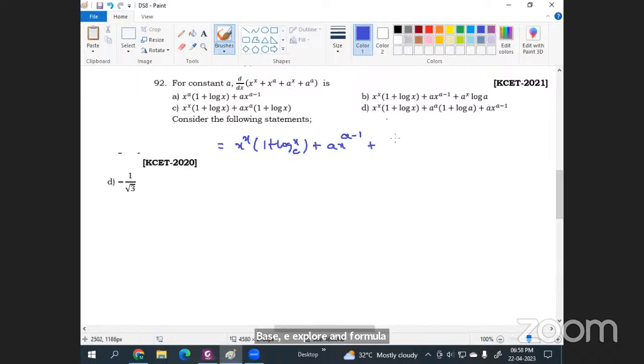a power x derivative: a power x into log a base e. a power a, no x is there, so 0. So, which is the right option? Second option is the right option. Right, children? x power x into 1 plus log x base e plus a into x power a minus 1 plus a power x into log a base e. Right? Next.